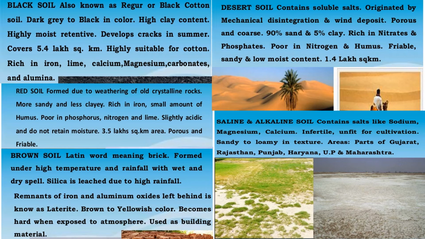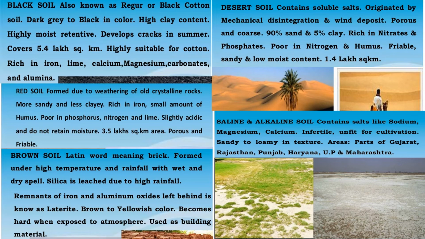Red soil, formed due to weathering of old crystalline rocks. More sandy and less clayey. Rich in iron, small amount of humus. Poor in phosphorus, nitrogen and lime. Slightly acidic and does not retain moisture. 3.5 lakh square kilometer area, porous and friable.